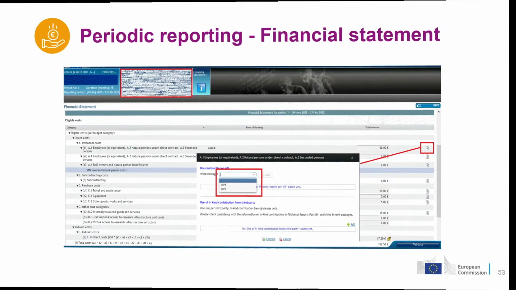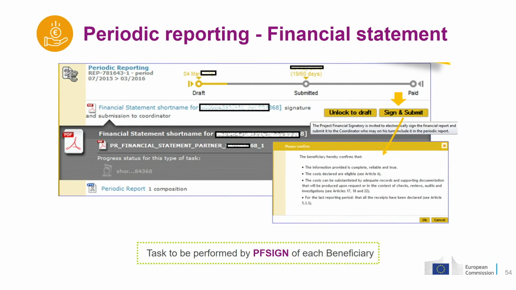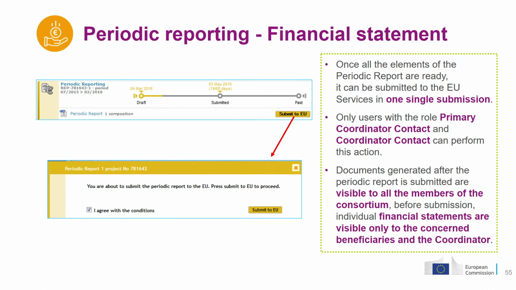And we also need to report if there are some in-kind contributions from a third party. So once again, similarly to what we saw for the technical part, each beneficiary fills in their financial statement, and then submits, and then the coordinator will collect all of them. They will accept and include, and they will submit to the EU. Before submission, only each beneficiary can see their financial statements. After submission, the report will be visible to all the members of the consortium. So you will get a confirmation once the coordinator is ready to submit to the EU.